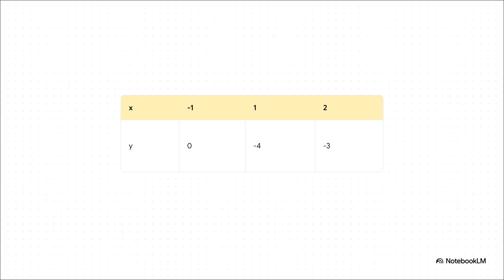Oh, and here is a massive exam tip for you. Always be super careful with negative numbers here. Definitely use brackets if you're typing this into a calculator so you don't mess up the signs. Then you just repeat that logic for each input to complete the table.